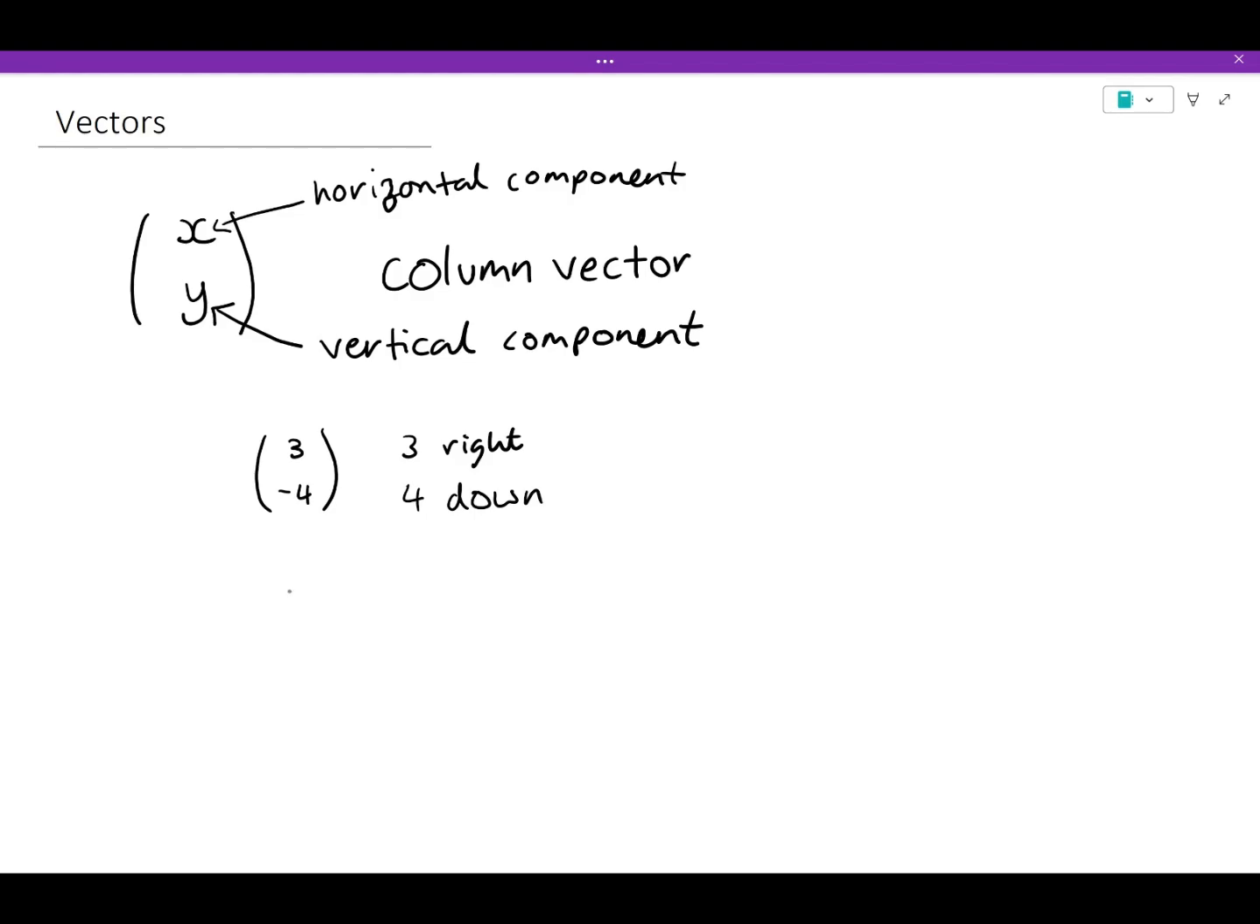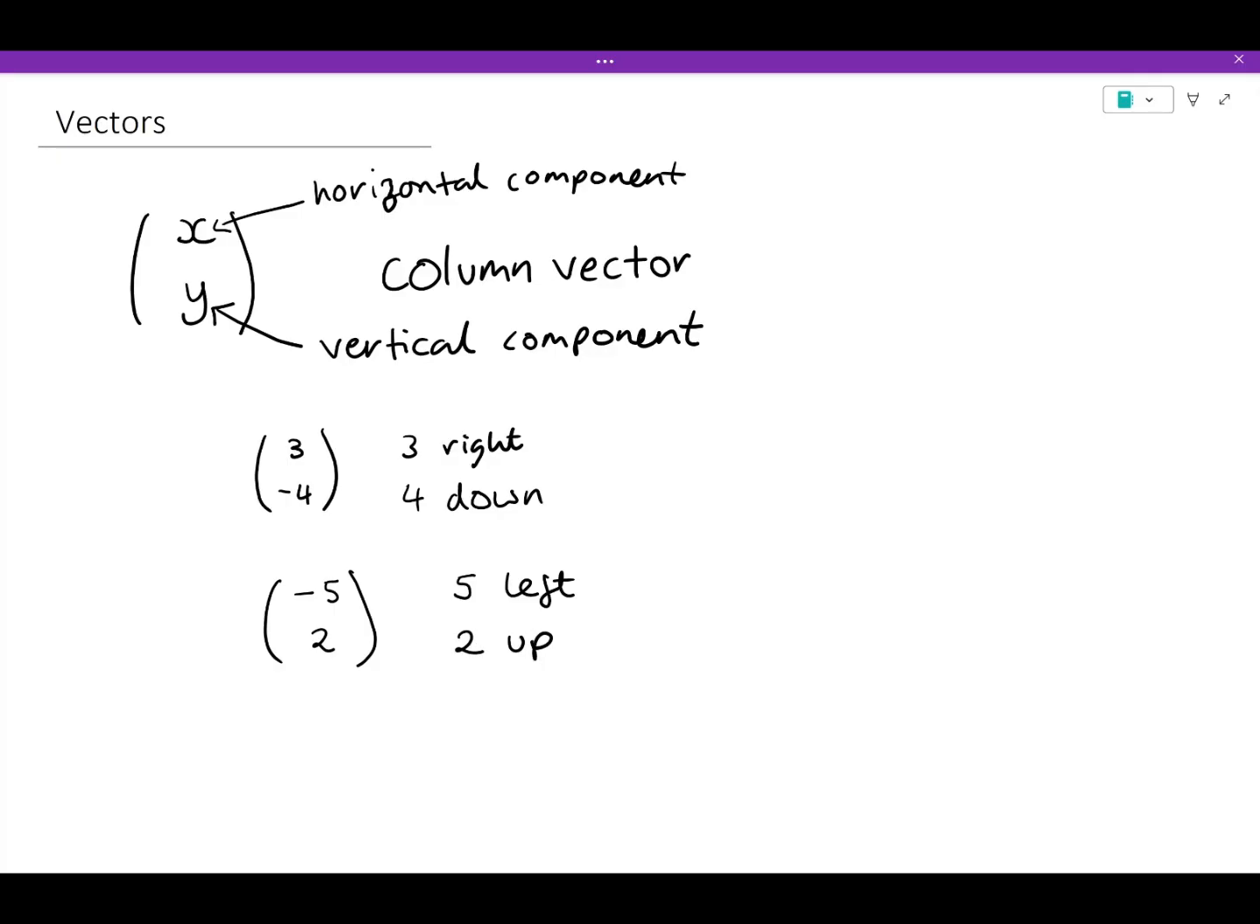Then let's look at another example. So let's go with -5 and then +2. So now our horizontal component is negative. So it's not going to be 5 to the right, it's going to be 5 to the left instead, because the negative direction is the left direction. And our vertical component is positive, so that is going to be 2 up, like that.